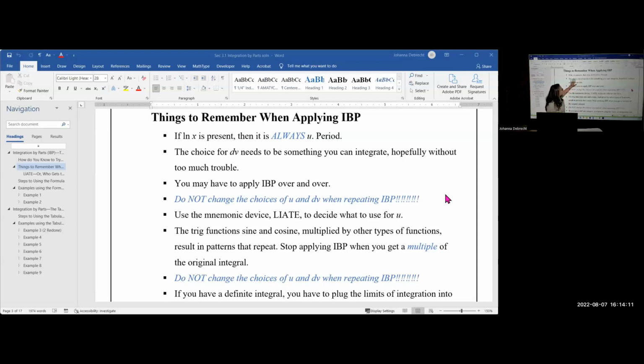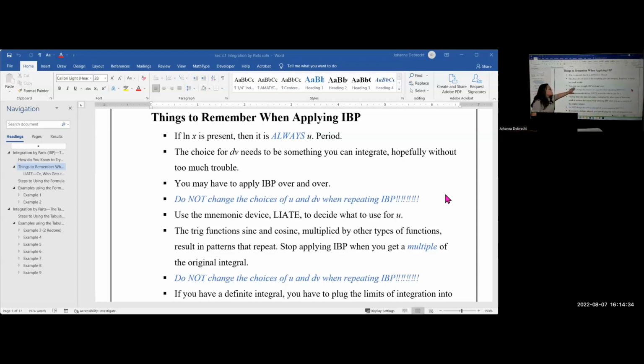So when you look for it, typically, if there's a natural log of x, it's going to be u. That's a dead giveaway. But really, you focus more on the dv and you look at the integrand and say, well, what parts of that could I integrate? And you try to take the most complicated piece that you know you can integrate, and you let that be dv. And then the rest of it becomes u.